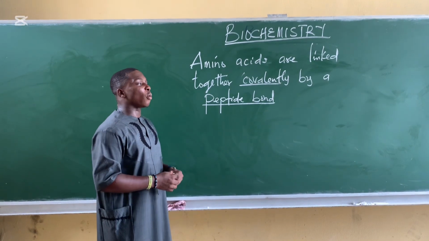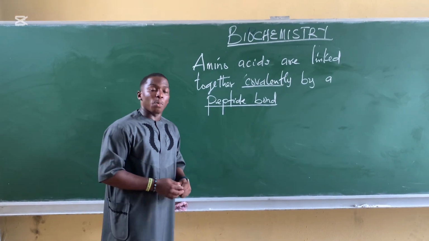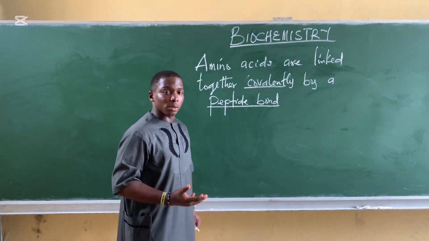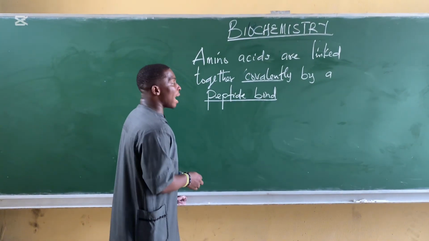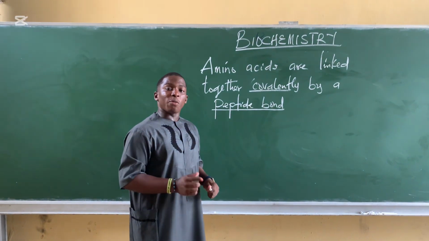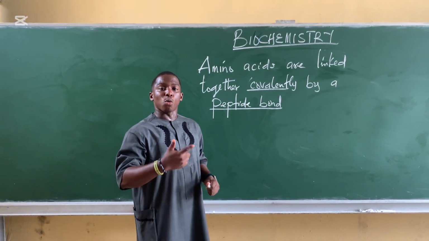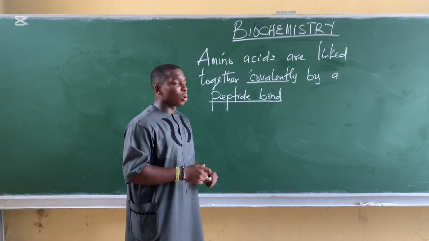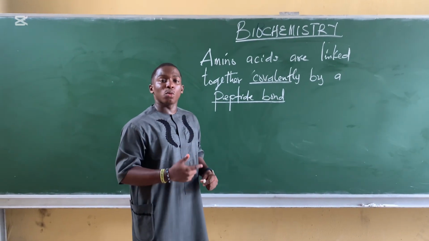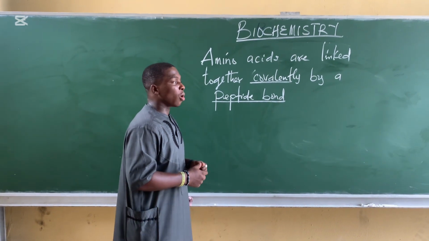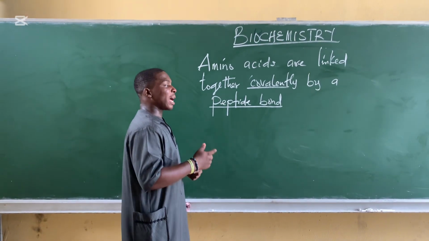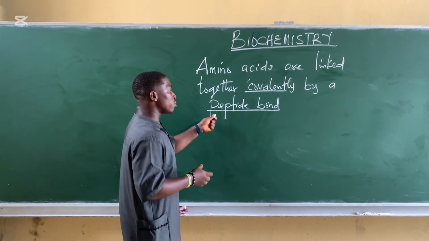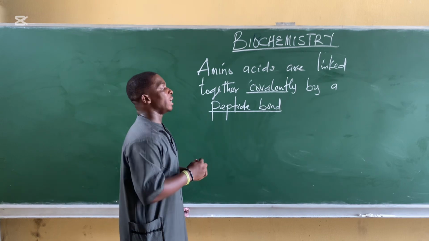How is this peptide bond formed? A peptide bond is formed by the condensation of an alpha amino group and an alpha carboxyl group. That condensation reaction forms a peptide bond. Now, let's explain in detail.